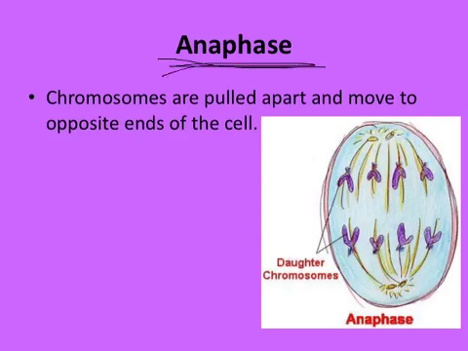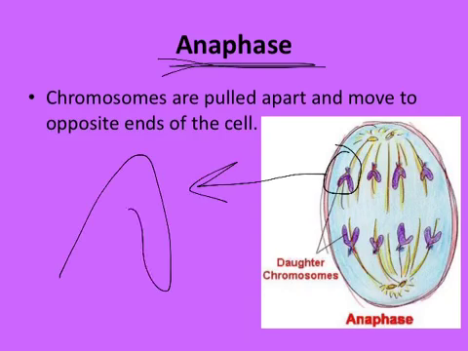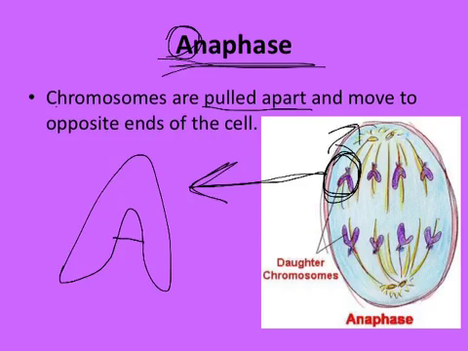Anaphase. What helps me to remember what anaphase looks like is, let's take this one little thing right here. I'm going to bring it over here and draw it bigger. All right, so here's your sister chromatid that has been pulled apart. So we call them daughter chromosomes at this point. If you were to draw a line across it, it looks like the letter A. A is for anaphase. Okay, so the chromosomes are pulled apart and they move to the opposite ends of the cell. So these are all moving this direction.